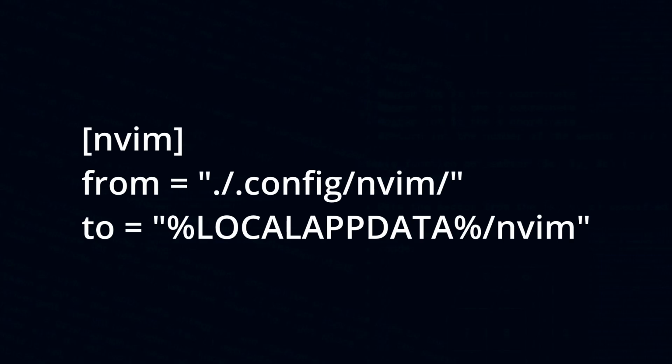And here's how it works. If the to path starts with a percent sign, it expands to an environment variable. If it starts with dot slash, then it is treated as relative to the config file, but gets resolved as an absolute path. If it's anything else, it is used as it is. Basically, everything is resolved relative to where the config file lives, so the whole dotfiles folder stays portable and clean.